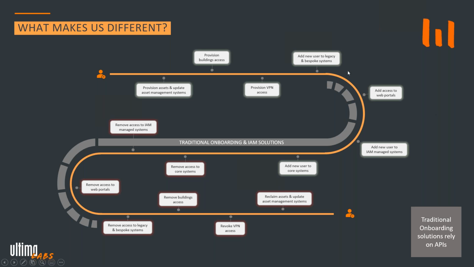As we come around the bend here again, you might have web portals that you need to add people to, and if they have APIs, then you might be able to do this through an IAM solution. But as you saw earlier, we've got full web automation in iConnect through the RPA capabilities. And then just coming around here, you might add them into your IAM managed systems. You're going to add them to your core systems, and then you've got this whole process in reverse when the person leaves.